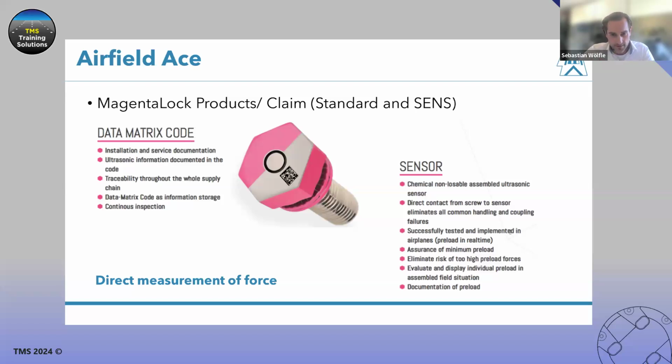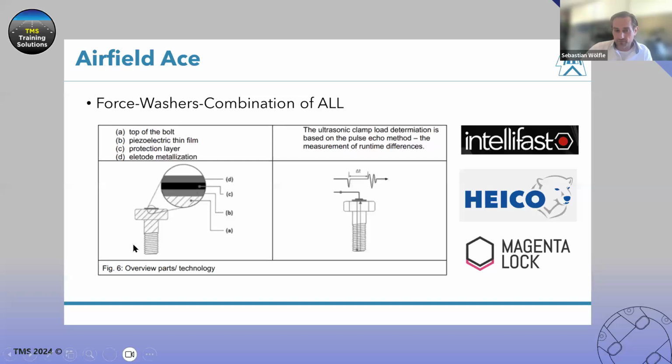The information is put into this data matrix code for each and every screw, and it's a chemical, non-losable assembled sensor. It allows a direct measurement of the clamp force, which is important to really get to the point of what this K value is in the field. That's the technology behind it. This product comes with a force washer combination as well as this chemical sensor, non-losable, and it works with ultrasonic measurement.